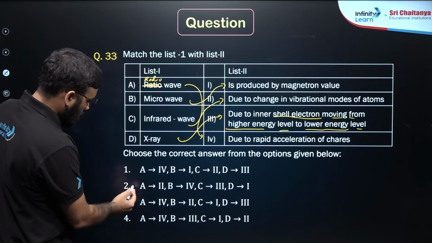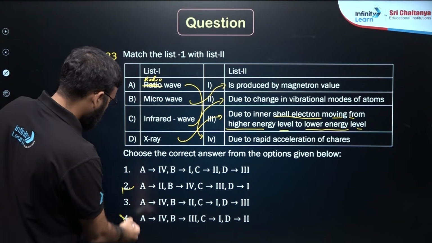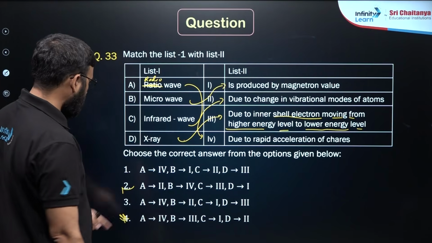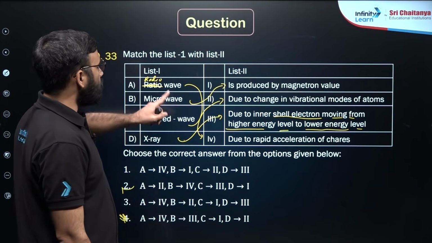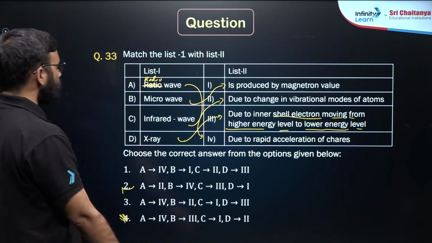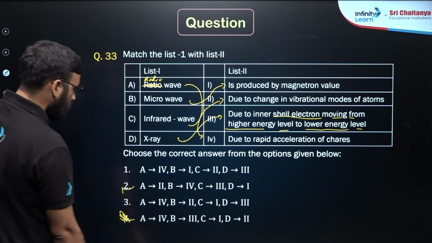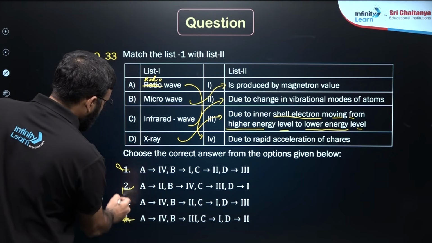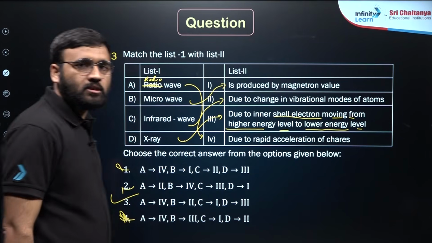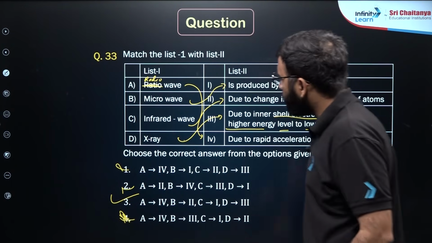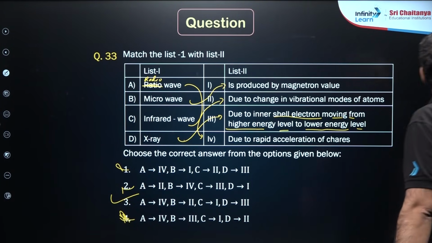Okay, so these two are wrong here. Oh sorry, only the second one is wrong here. Second one, microwave is produced by magnetron valve, means B matches with 2. So this will also be wrong and this will also be wrong, and you can get the answer easily. Only match the two options, then you can get the answer for this quiz easily. Okay beta, next one.